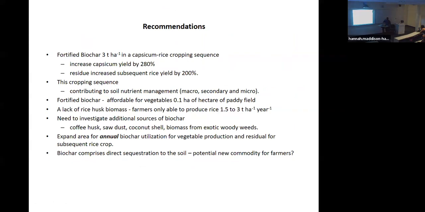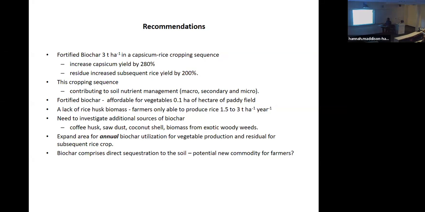Recommendation. Although the application of biochars fortified with the nitrogen and phosphorus increases capsicum yield by 218%, and then increases rice in the subsequent wet season by 200%. But again, this one is only affordable for 0.1 ton per hectare, or a tenth of 1 hectare. So this one is due to the biochar not being available for the whole 1 hectare.